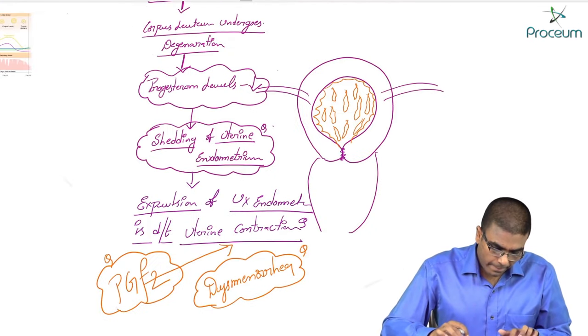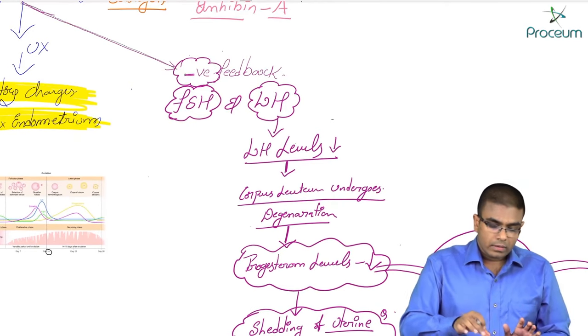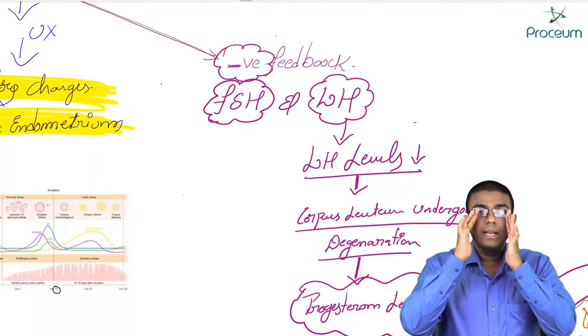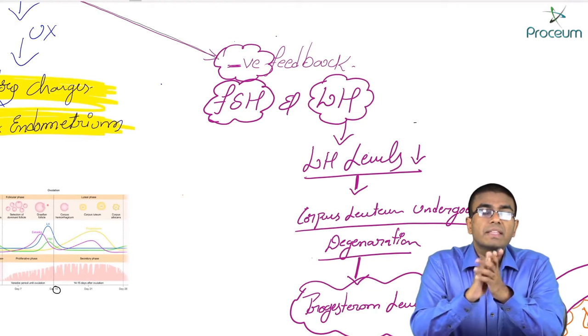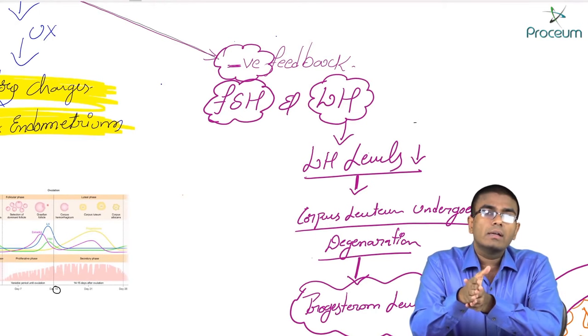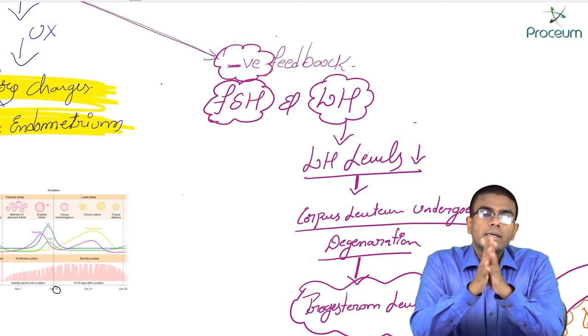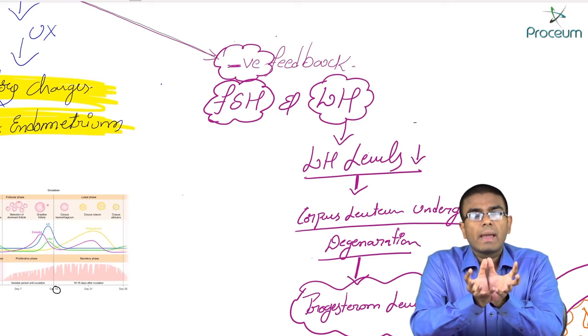Now guys, let me give you a quick summary. In the second half of the menstrual cycle, which is the luteal phase or secretory phase, what are the events happening? Corpus luteum formation has happened.